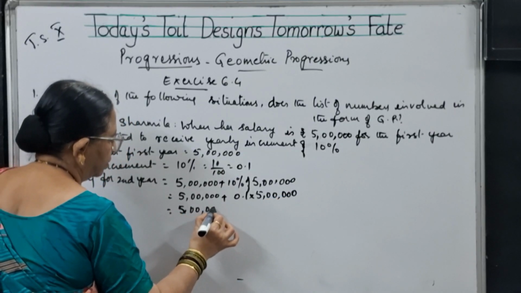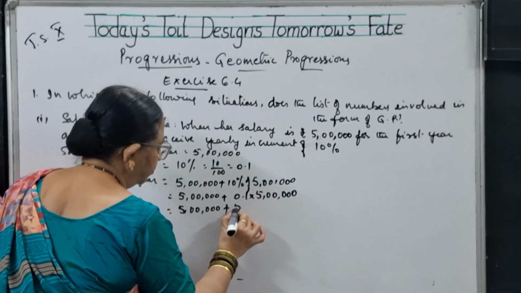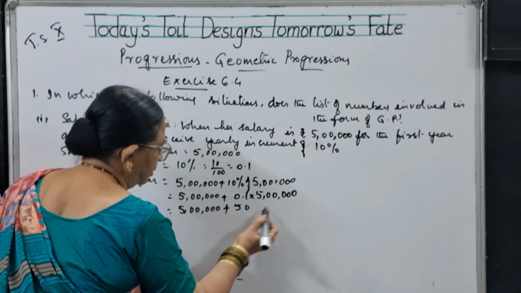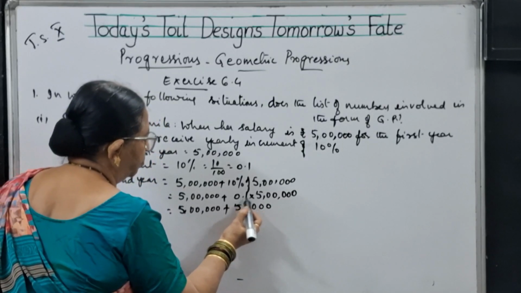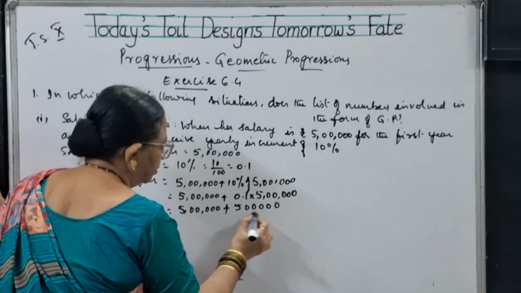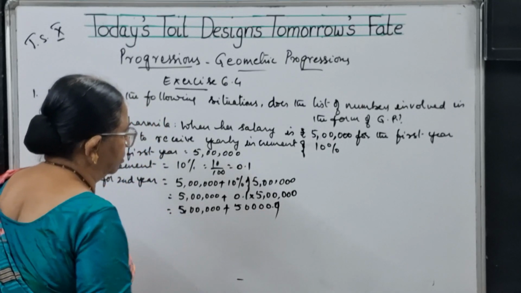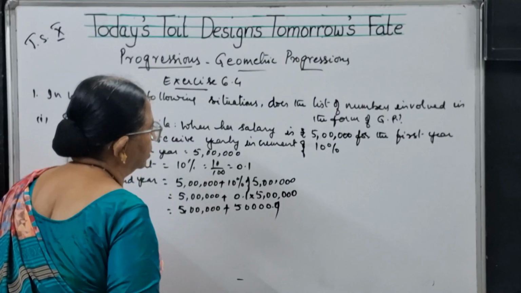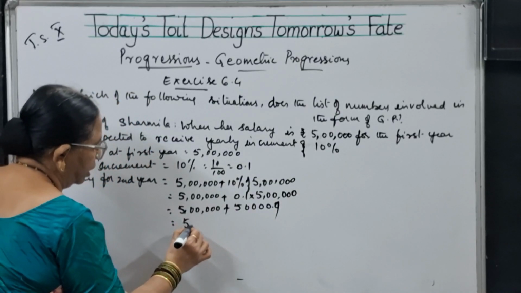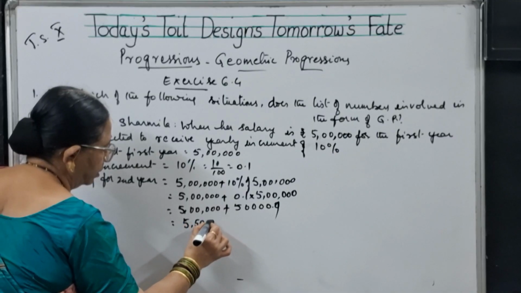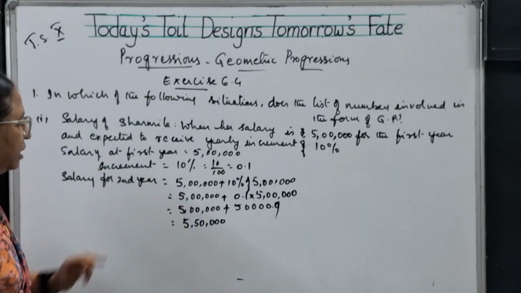5 lakhs plus, if you multiply it with 0.1, instead of 5 zeros, you have to write only 4 zeros, or else if I take 5 zeros, I should keep a point here. This 0 will be cancelled. So it is 50,000. So 5 lakh 50,000 is the value of the salary in the second year.